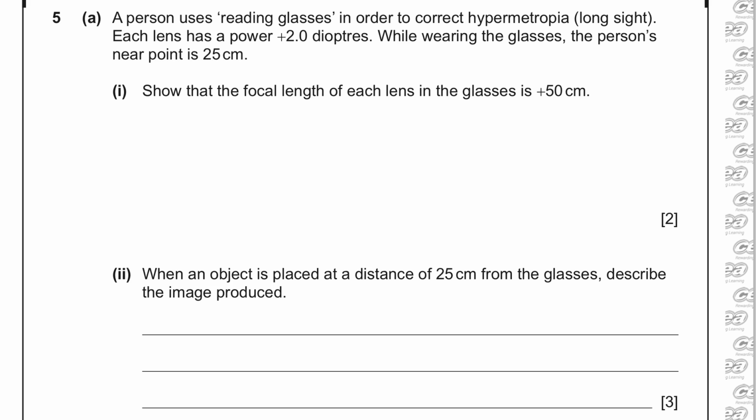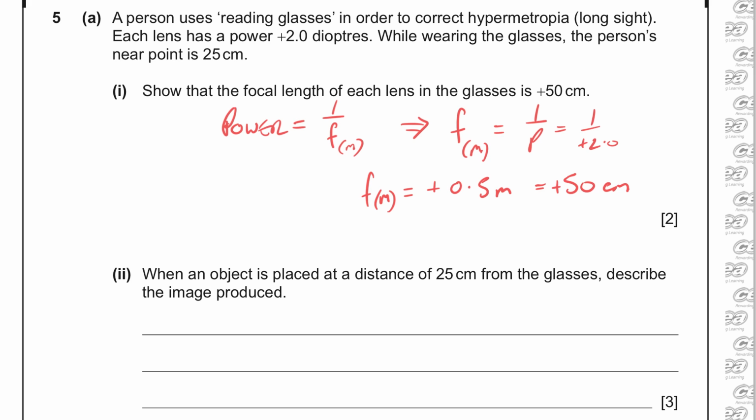So we remember that power is 1 over the focal length when the focal length is in meters. So the focal length in meters will be 1 over the power, which is going to be 1 over +2. And that's going to be positive 0.5, which is also 50 centimeters.